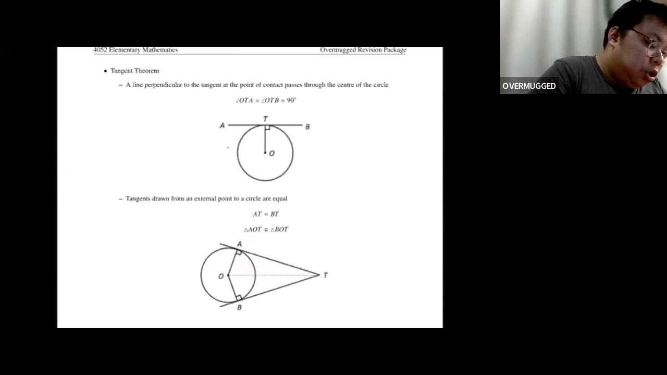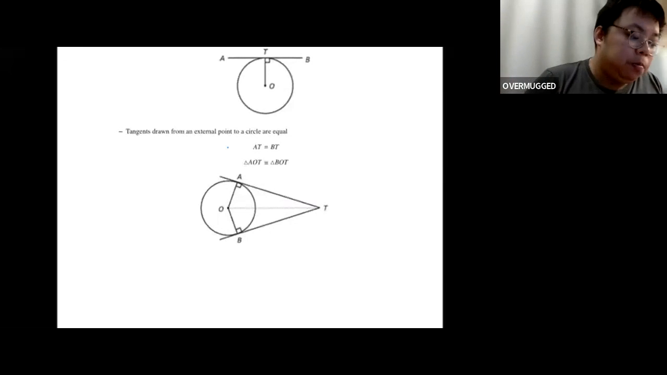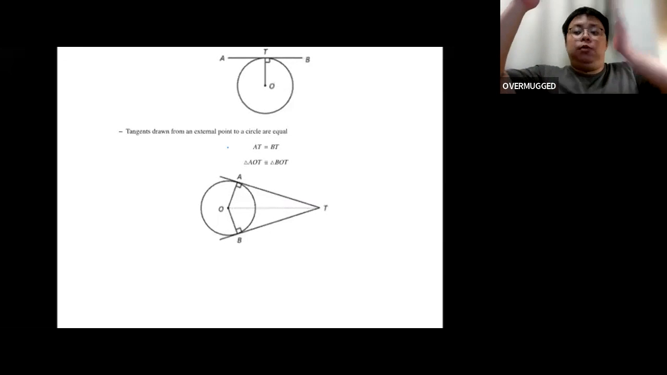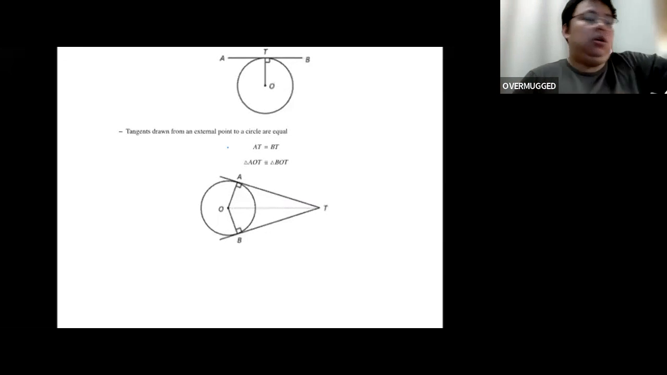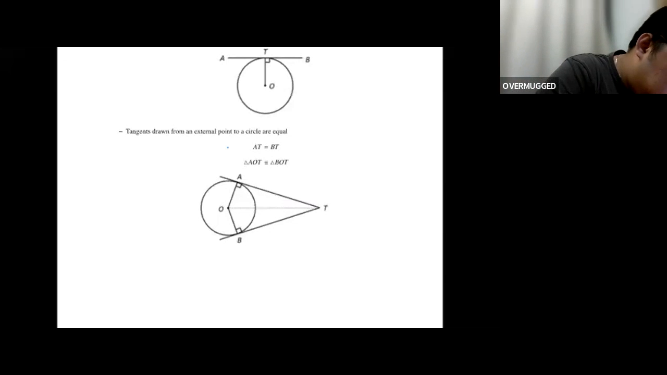Next, tangents drawn from an external point to a circle are equal. So this is an important property as well. You have this shape down here, and two things are going to happen. AT is equal to BT. As long as you have two tangent lines extending towards an external point, these two lines are going to be equal in length. A few more things, the angles are also going to be equal.